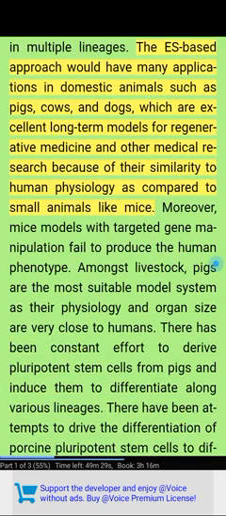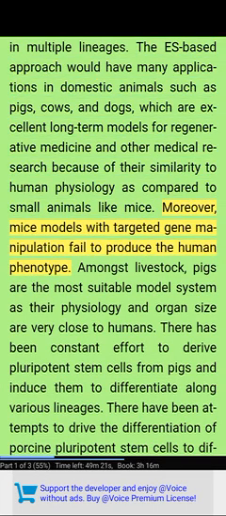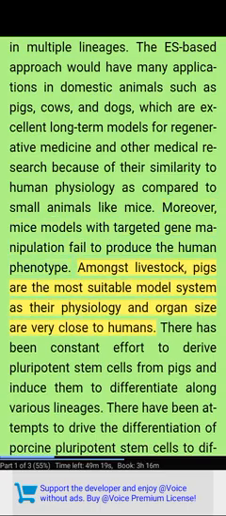The stem cell-based approach would have many applications in domestic animals such as pigs, cows, and dogs, which are excellent long-term models for regenerative medicine and other medical research because of their similarity to human physiology as compared to small animals like mice. Moreover, mice models with targeted gene manipulation fail to produce a human phenotype. Amongst livestock, pigs are the most suitable model system as their physiology and organ size are very close to humans.